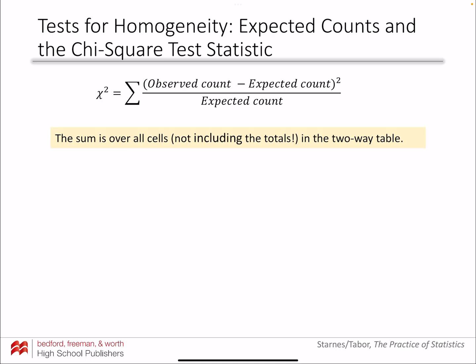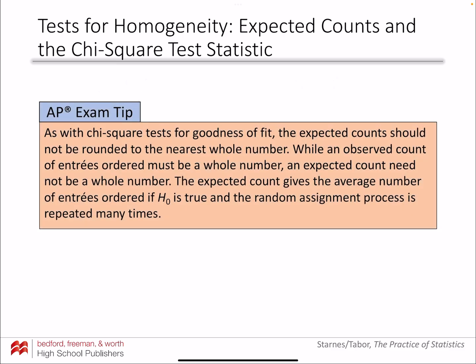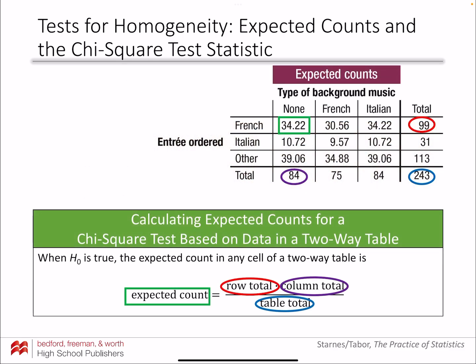Keeping in mind, this summation is over the cells in the two-way table. It's not including the totals. So if I go back a second, just quickly, it's for these cells in the table. It doesn't include any of the totals, right? Because these totals are all recounting what's already in the table. Okay, so just keep that in mind.